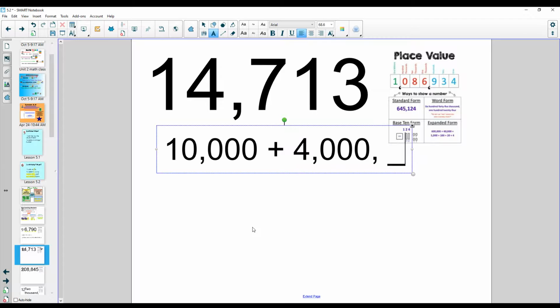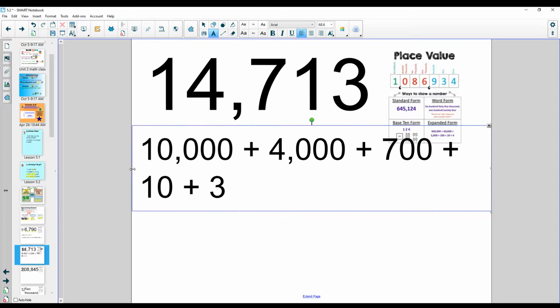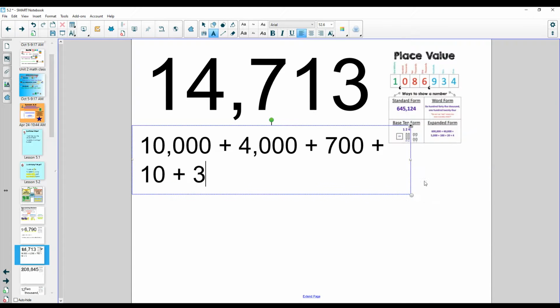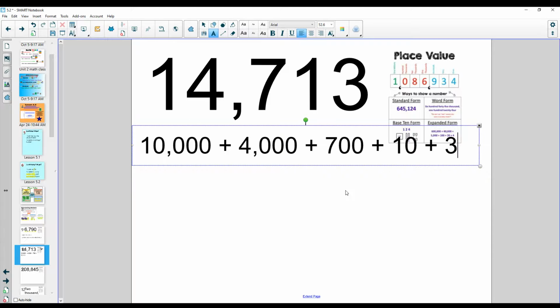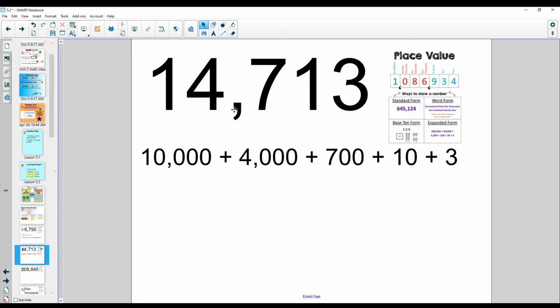plus 4,000, which remember, count the digits behind it. There are 3. Plus, oh, we don't need that comma, plus there's 7 in the hundreds. Plus 1 in the tens, so that makes 10, plus 3 in the ones. Notice that one got really long, didn't it? And that's okay, the bigger the number. So now you would have to go from expanded form to standard form. You should be able to take these numbers and go up here.